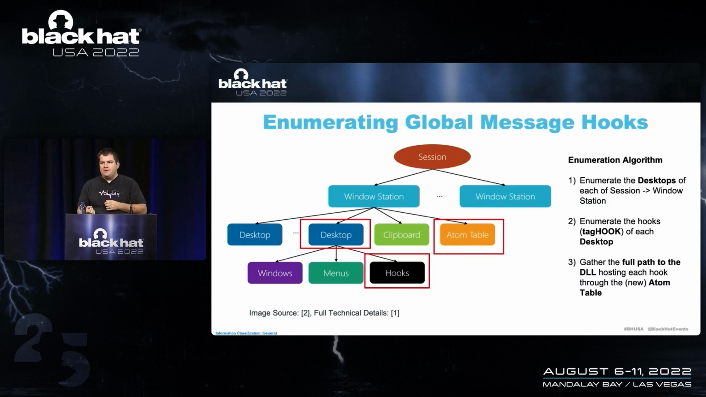The first one is the atom table, which is basically a set of strings associated with what's occurring on that desktop. In this case, there's going to be a string for the full path to the DLL used to implement the hook. And then you can see down in the bottom in the black box, there's the set of hooks. Remember, the name of the API is SetWindowsHookEx. So this is going to store information on all the applications that are monitoring that desktop.